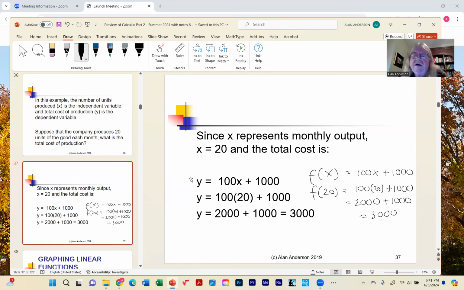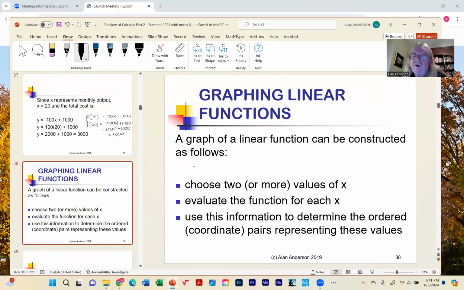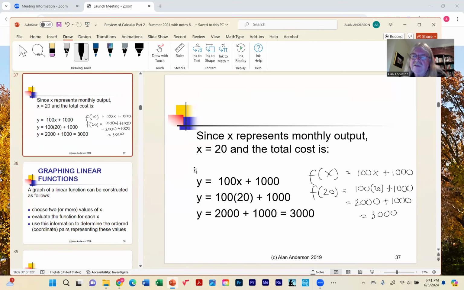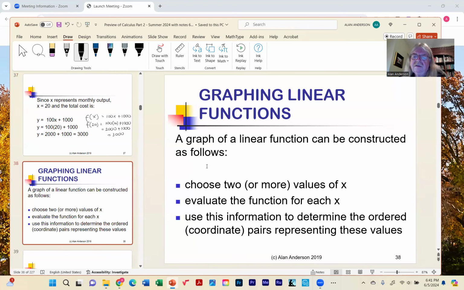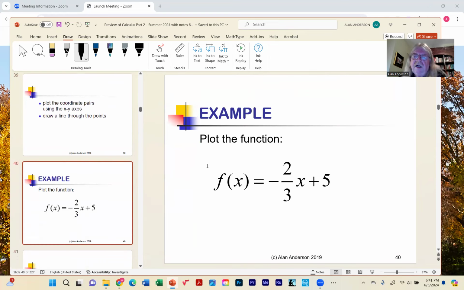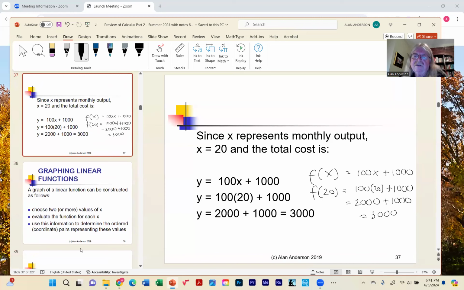Okay. Now we can certainly graph this relationship the way we normally would. We would have an intercept and a slope. Okay, well, I guess I didn't do that in the slides, but you can see how easy this would be. Intercept is 1,000, and the slope is 100.